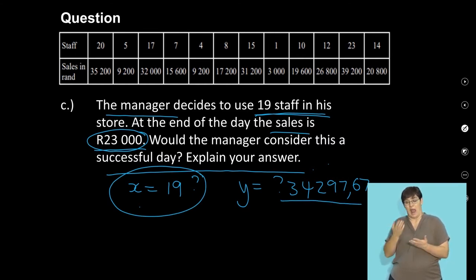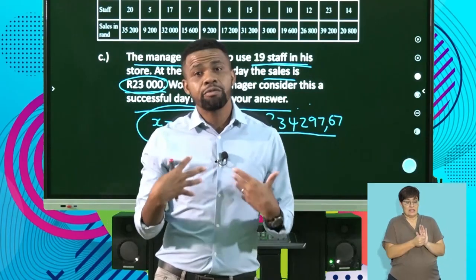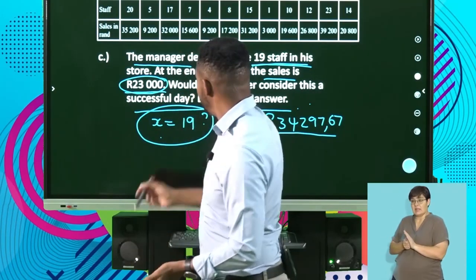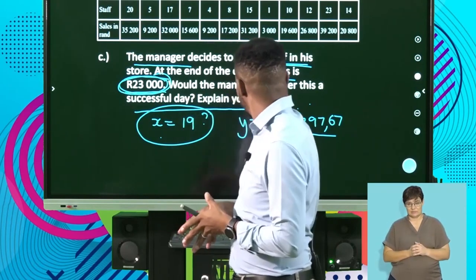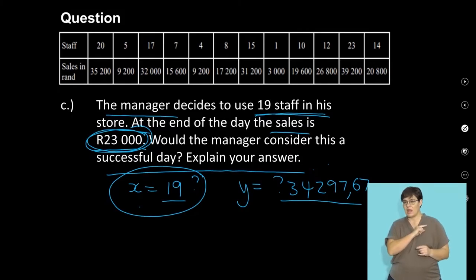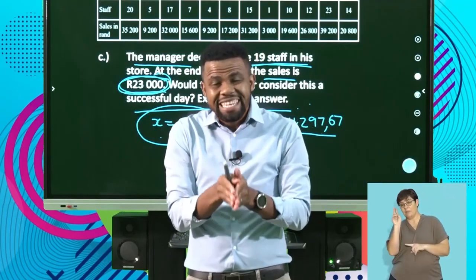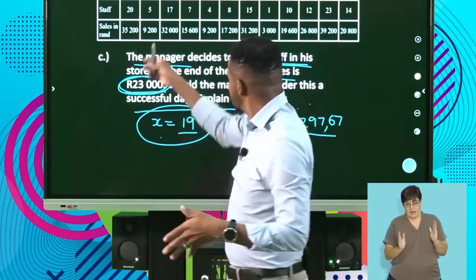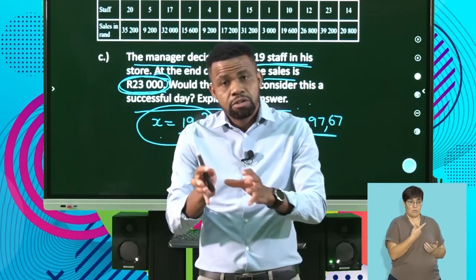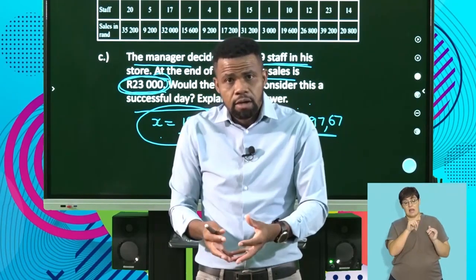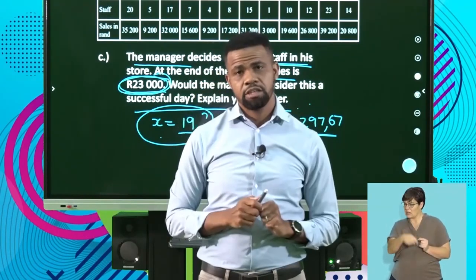That's the expected. Using the regression model, the sales for using 19 staff members should be that. But the manager got 23,000. Was this a successful day? No, this was not a successful day. And especially because we are interpolating. Remember we spoke about interpolation. I'm predicting inside the range. So for this prediction, I can rely on the above 34,000. The expected sales for using 19 staff members should be above 34,000. But the manager got 23,000. This was not a successful day.